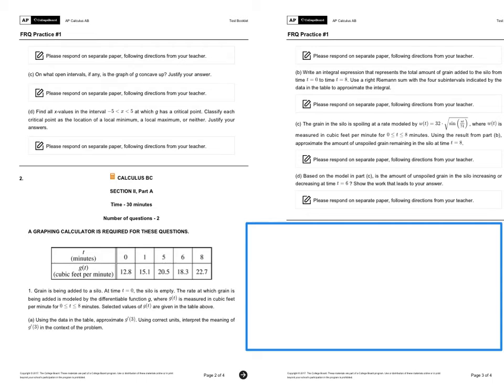Right, let's check out number 2. So, the classic given-a-table problem. And I know, again, you have numbers and you can have a calculator in front of you.